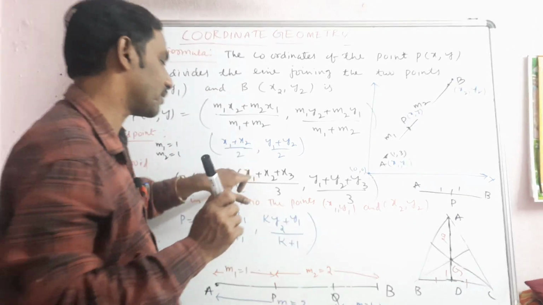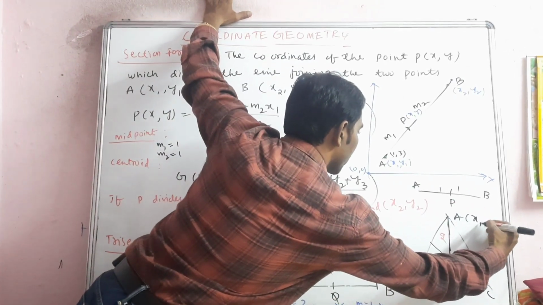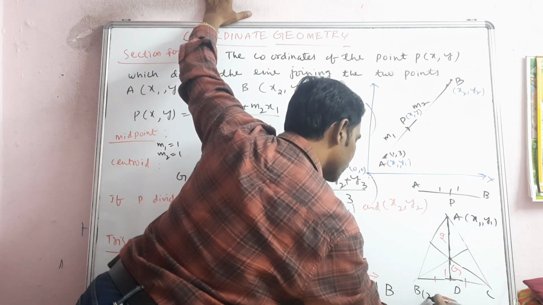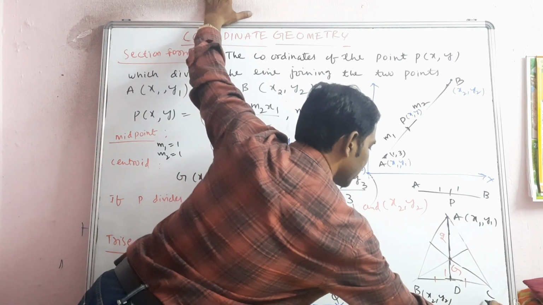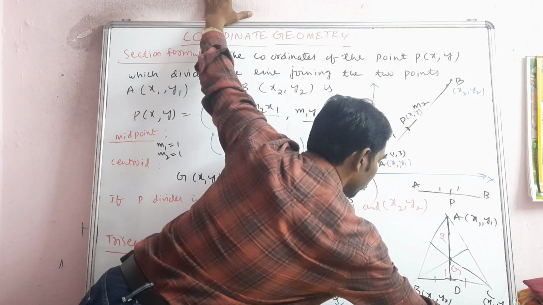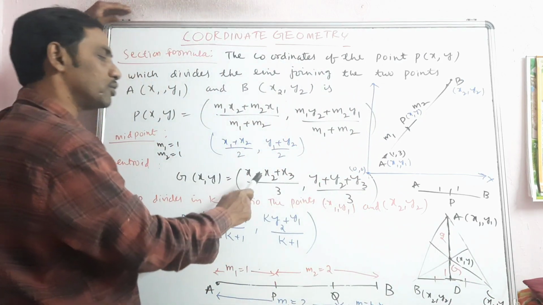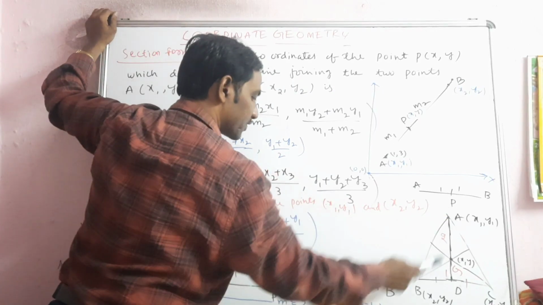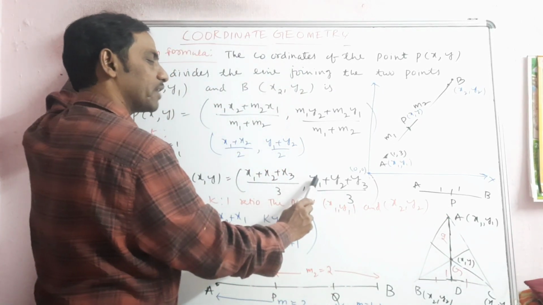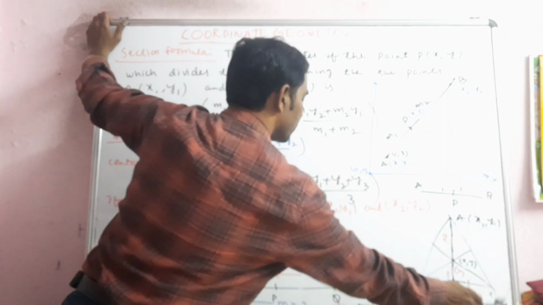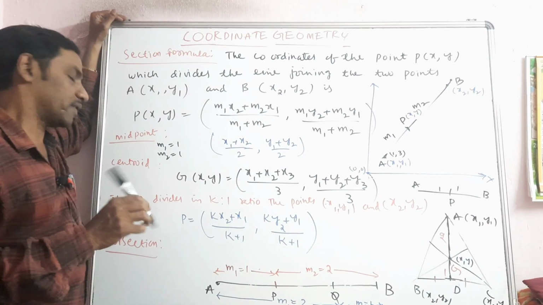The formula is, for example, A is x1 comma y1, B is x2 comma y2, and C is x3 comma y3. If you want this point G, say x comma y, then you have to take (x1 plus x2 plus x3) by 3 and (y1 plus y2 plus y3) by 3, then you will get the centroid.